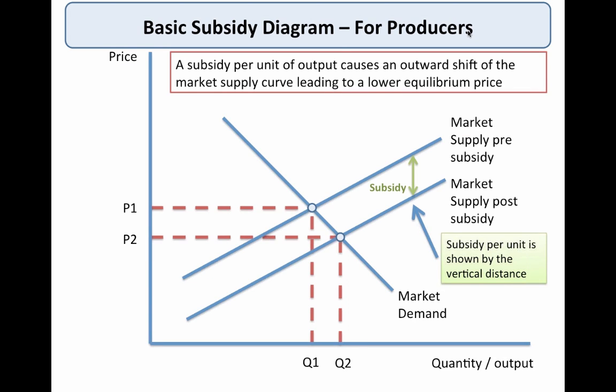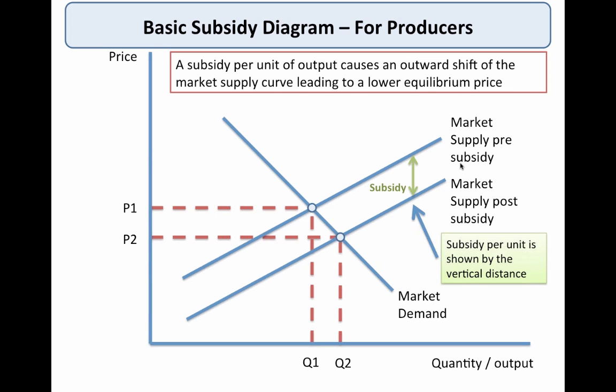How do we show a subsidy? Let me just take you through the basic diagram first. If you offer a subsidy to producers, the effect is to reduce their costs. This brings down the market supply curve, and the amount of the subsidy is shown by the vertical distance between the two supply curves. So in theory, a subsidy to producers causes an outward shift of supply, a fall in the equilibrium price, and an expansion of the equilibrium quantity. That's the basic subsidy diagram. I'm sure many of you are familiar with it.